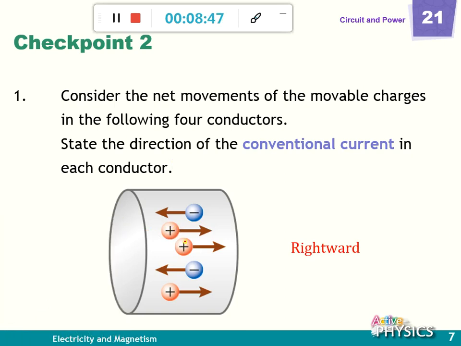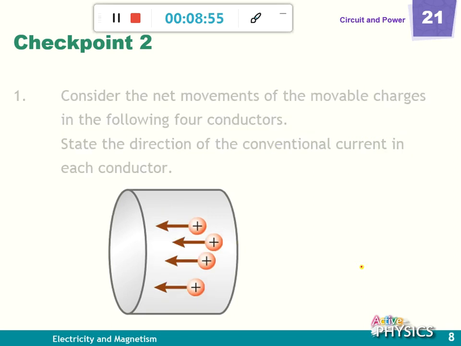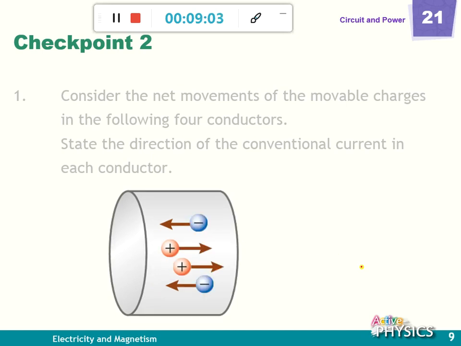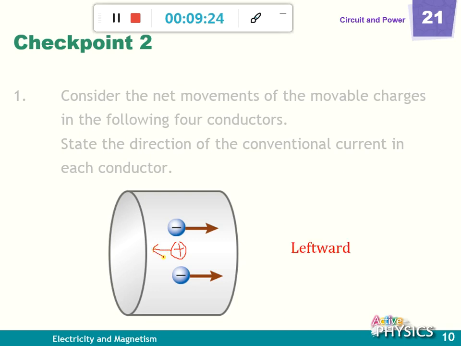It means that the positive one is moving towards the right hand side, so your answer will be the right hand side. In this case, of course, it will be left hand side. How about this? Right hand side. In this one, the negative charge moves to the right hand side, but the positive should be in the opposite direction. So the answer should be left hand side.